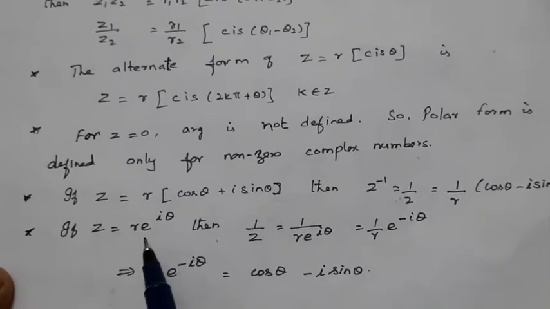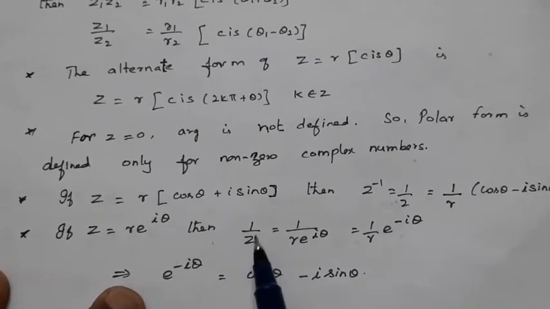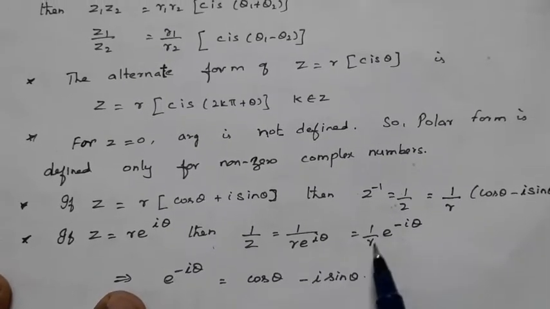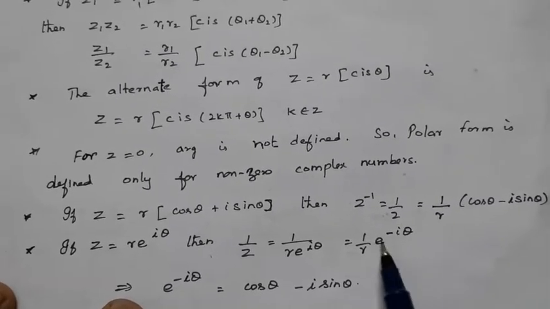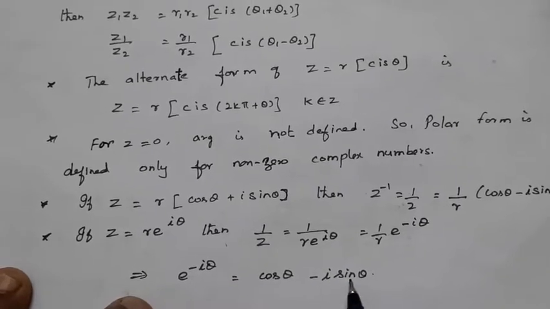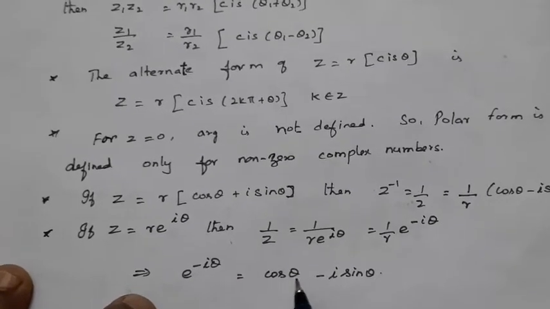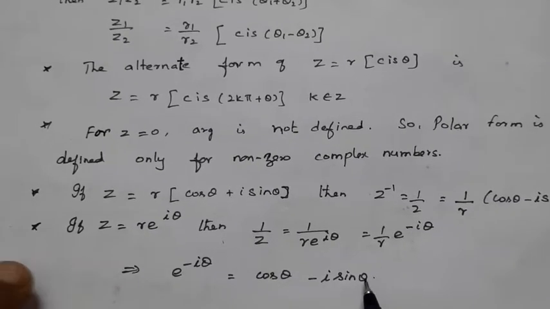And then if z is equal to r into e power i theta, that is, if it is expressed in the Euler form, then 1 by z is 1 by r into e power minus i theta. So cos theta minus i sin theta and e power minus i theta are the same. So what is e power minus i theta? Cos theta minus i sin theta. So if e power i theta is cos theta plus i sin theta, e power minus i theta is cos theta minus i sin theta.